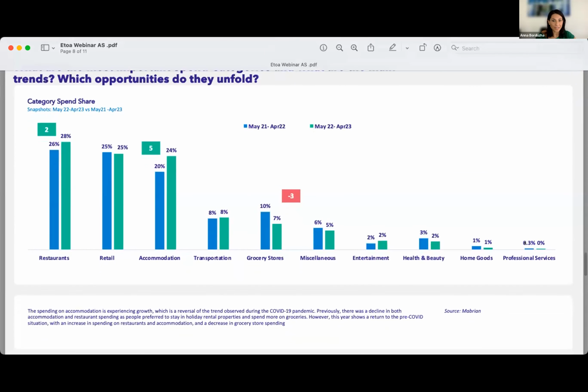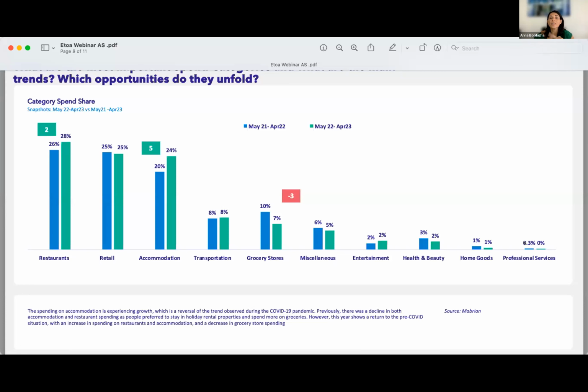From what we can see from this analysis of the last year, we can see an increase in categories such as restaurants and accommodation and a decrease in grocery stores. And it's a very interesting trend, because after the pandemic, we saw the totally opposite trend. Because of the visitors' preference to stay more in holiday rental properties, in order to avoid human concentration in hotels, we saw a reduction in spend on accommodation and restaurants, and at the same time an increase in grocery stores and professional businesses.